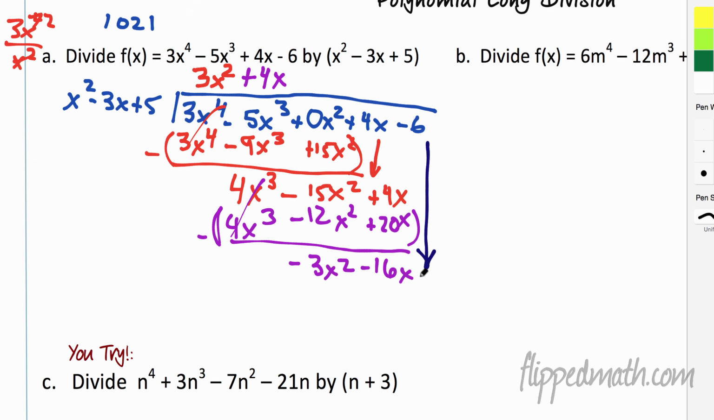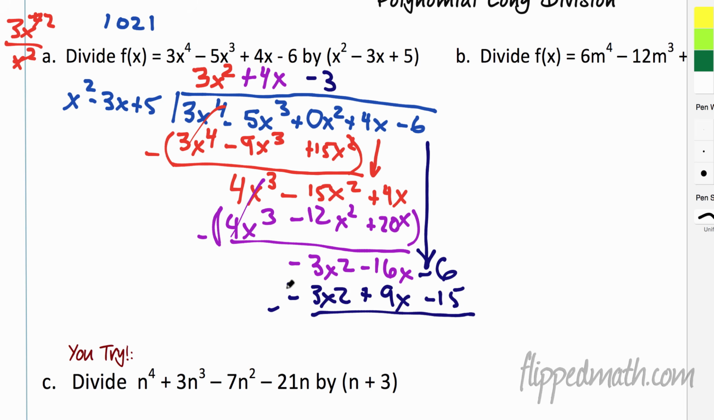Next step, I'm going to change colors just for fun. Bring down that negative 6. All right, now what? One more to go. So we have x squared. How do you go from x squared to negative 3x squared? All you need is a negative 3. And notice how the degree is going down and down and down in each one of these terms. You have a squared, you have a single x, and then you have no x. So that should happen every time. If it doesn't, then you probably forgot that 0 in there. But multiply through, negative 3x squared. We get a positive 9x and a minus 15.